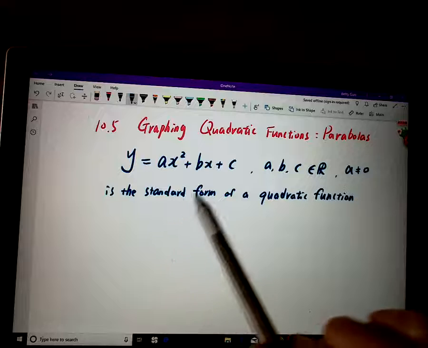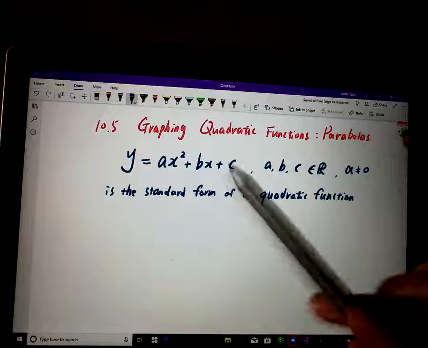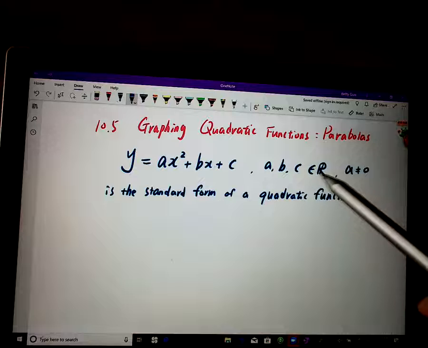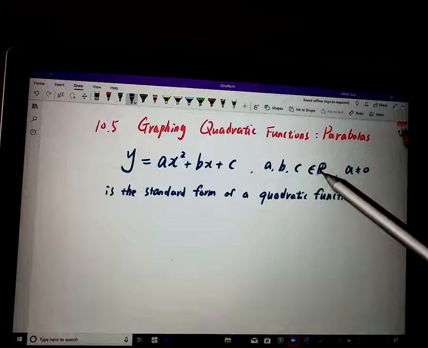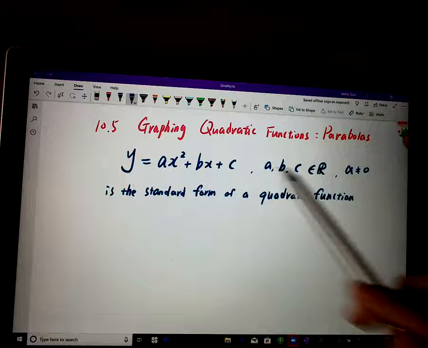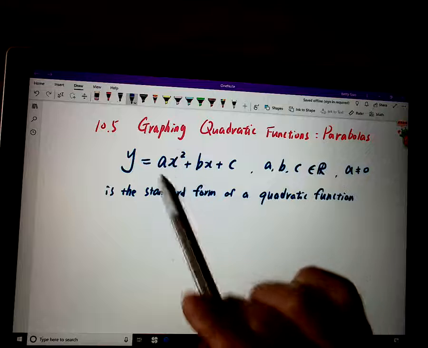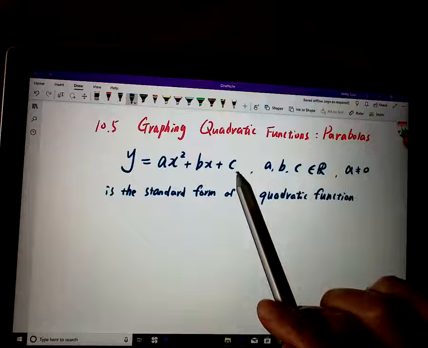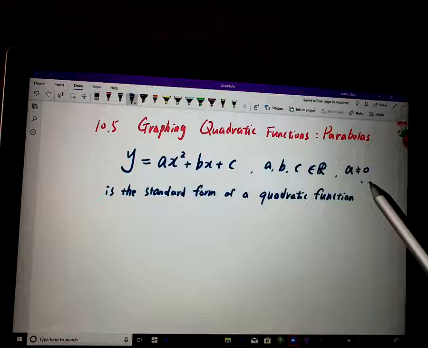Is that clear? Quadratic in algebra means degree 2. Polynomial function with degree 2. A, B, C are numbers, constants, real numbers. This fancy R represents the real number set. I used this notation before, but you don't have to worry about that. All this means is that A, B, C are constants, they are numbers. A is the coefficient of x squared, B is the coefficient of x, C is the constant term.